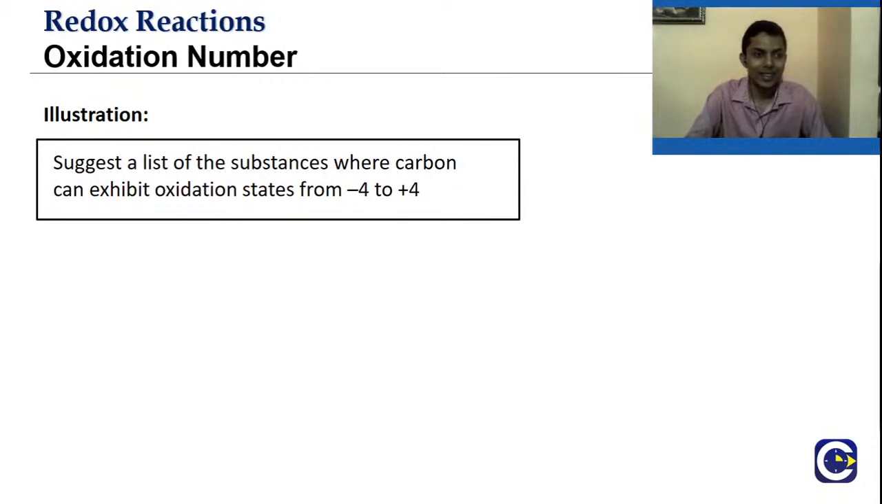So here is an exercise for you. Maybe you can take it down and try to do it later. Suggest a list of substances where carbon can exhibit oxidation state from -4 to +4. I'll skip the solution so that you can do it on your own.